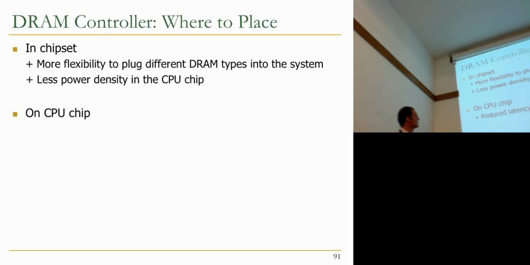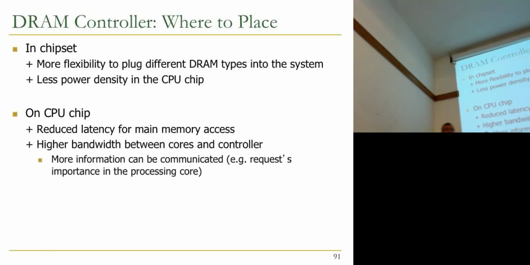If you put it on the CPU chip, you get reduced latency for main memory access. And this has been done in many multi-core chips today. And also, it enables more communication between the cores and the controller, and we will see the benefit of this today. The cores can communicate a lot more information to the controller because you don't need to use pins now, because the controller is on chip. Right? And we'll take a look at that.